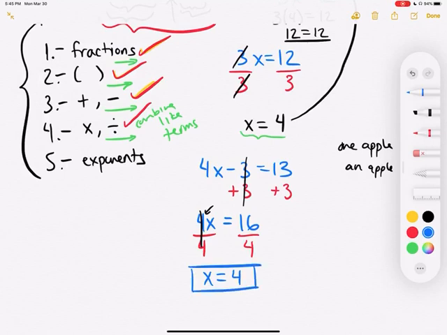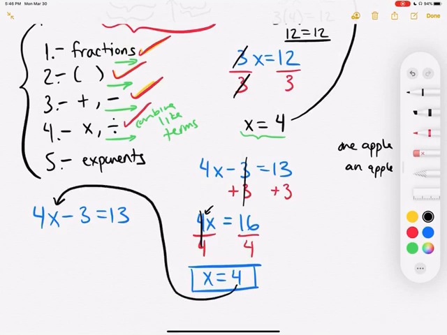Once the letter is by itself, x is by itself, this is the solution that you're looking for. How do I know this is the solution? Let me write the original equation again. That's 4x minus 3 equals 13. So if I take this 4 and substitute it into the x, the left side is going to be equal to the right side. So I'm going to substitute really quick over here.